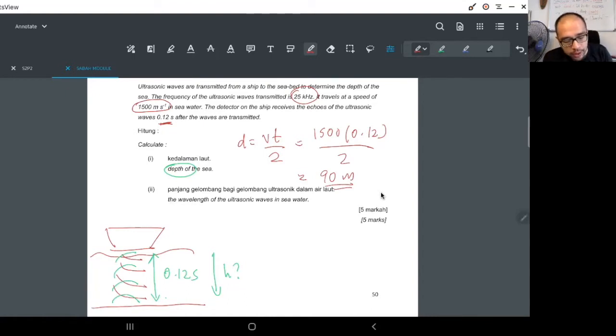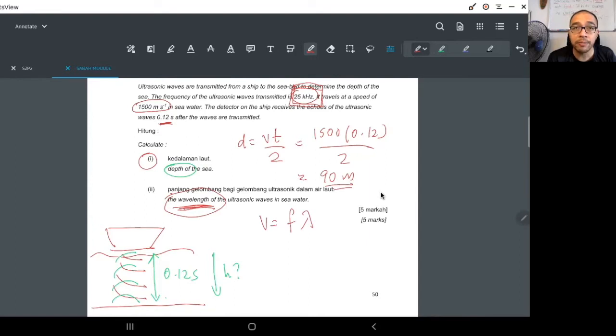Okay, then we have to count the wavelength. Okay, and this is where the frequency comes in. If you notice that in this first question, we didn't even use the frequency at all. Okay, and because we are using it for this one, how do we count the wavelength? We have to use the wave equation, which is V equals to F lambda.